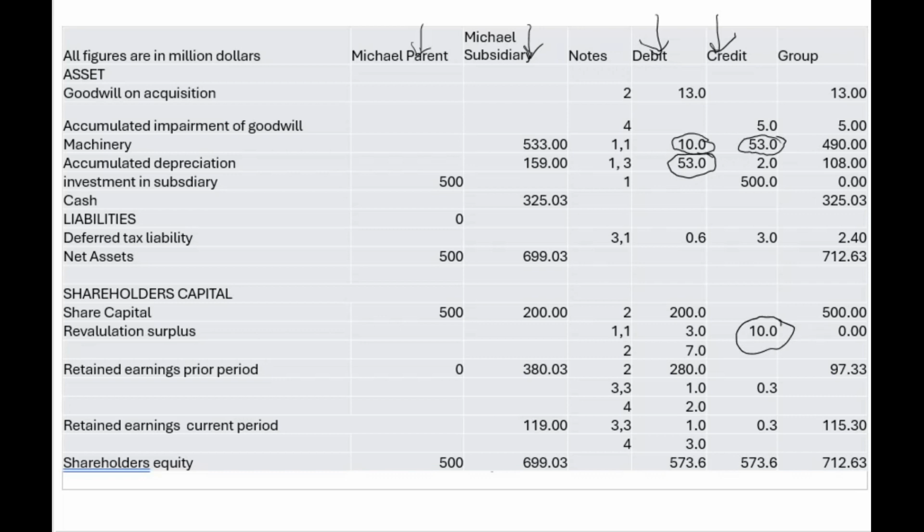Because we increased the machinery value, our carrying value is more than the tax base. That 10 is the taxable difference. So therefore, our deferred tax liability on that is 3.